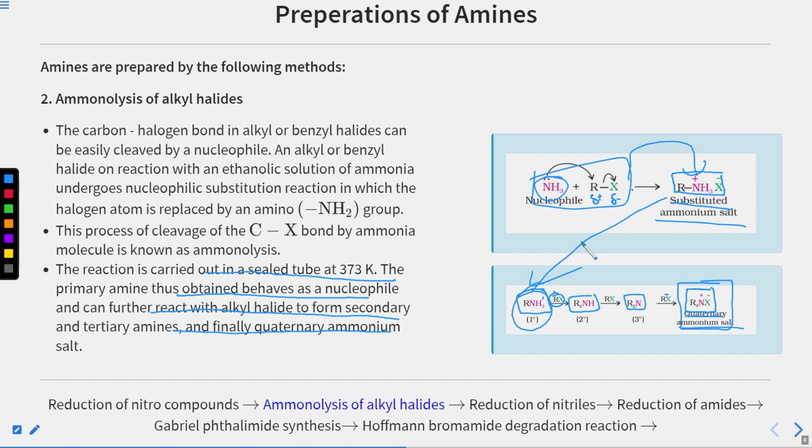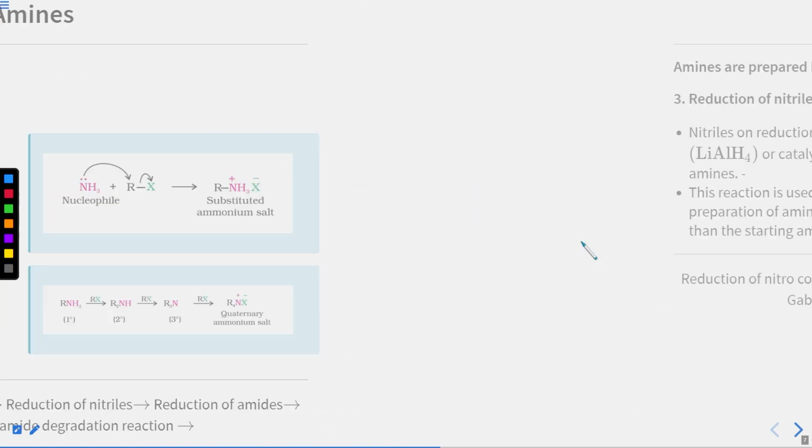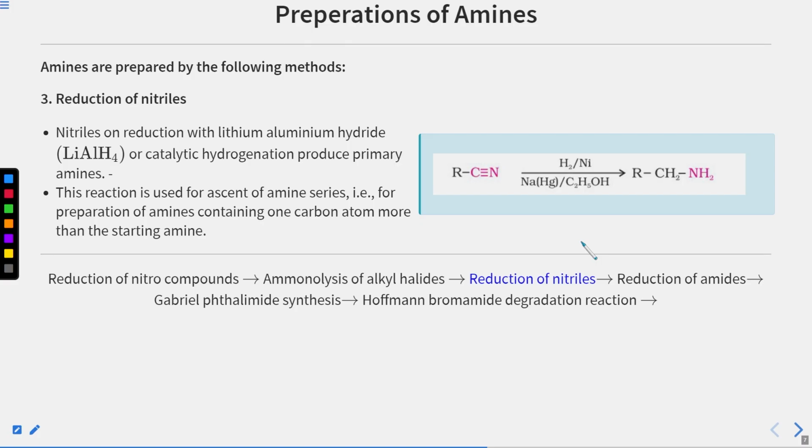Now what is the next method? The next method is reduction of nitriles. So what we do is we take an RCN. Now here 2 methods are possible. One of these is this one. I will not talk about the mechanism of this. You can just look at this reaction. We use H2/Ni, or Na(Hg) and C2H5OH, and we reduce it to RCH2NH2. If you think about the mechanism, it is simply a catalytic hydrogenation reaction. There is no mechanism to follow.